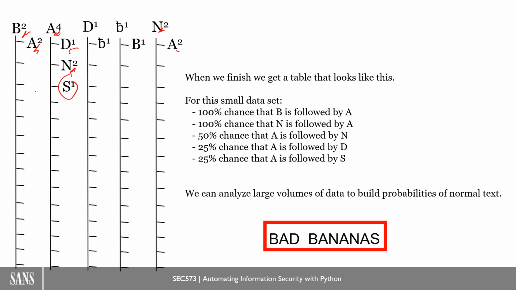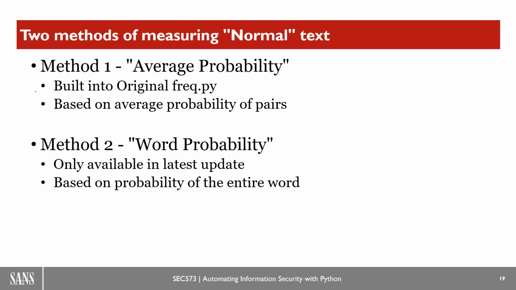So I analyzed lots of text. I analyzed political speeches. I analyzed documentation for websites. I analyzed the complete works of Charles Dickens, and I came up with frequency tables that I can use to measure against English text to see if things are normal. And once I've got these big tables, I have two ways to calculate what normal text looks like. One of them is the average probability, and the other one is the word probability.